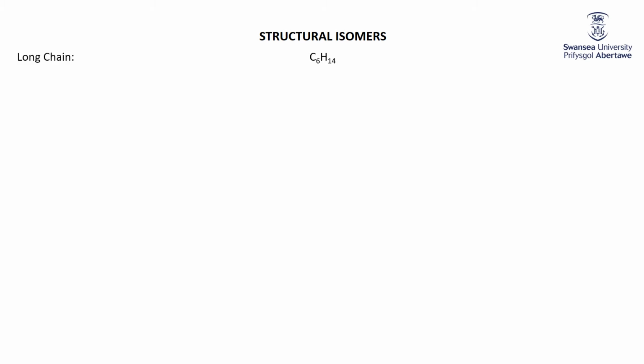The way I approach this is I try to do it systematically and think of it in terms of let's do the longest chain and see what's left. So the longest chain can obviously be 6 carbon atoms. That would just be 6 in a row. That would give me hexane.